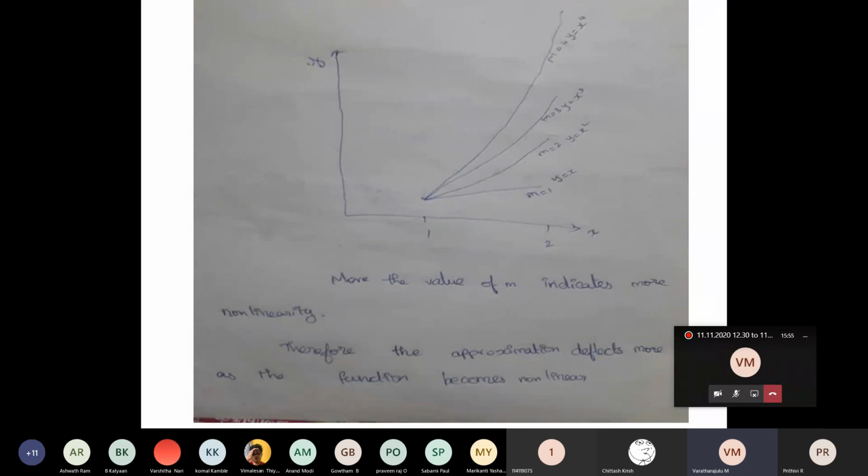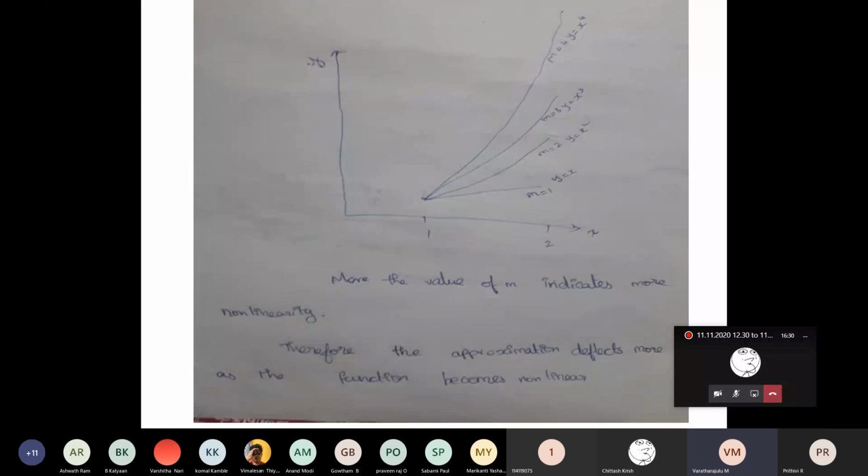We assumed the function y equal to x power m. For different values of m, the y values between 1 and 2 are depicted in the graph, and we can see the nonlinearity increases as m increases. For m equal to 1, it is a straight line, a linear function, and for m equal to 2, the function is y equal to x square, so it becomes nonlinear, and as m increases, the function becomes more nonlinear.